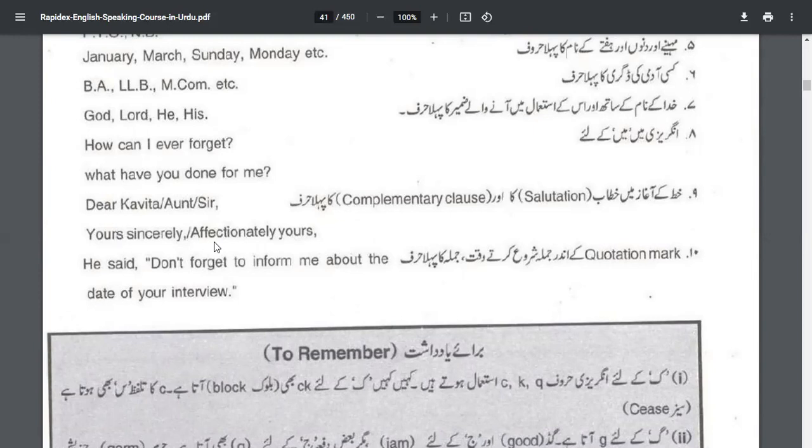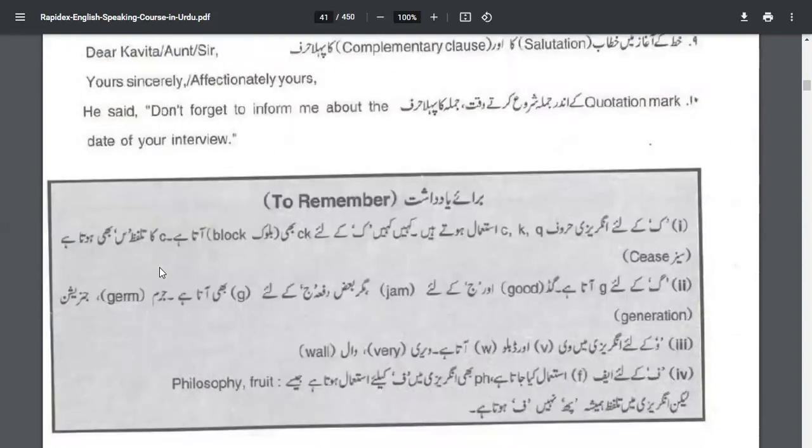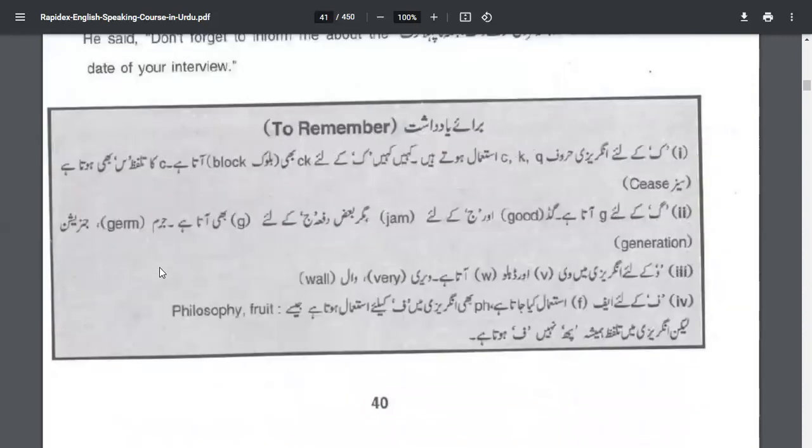You can write affectionately yours. No, these are not the proper endings. I personally think yours affectionately is fine. Okay. He said, don't forget to inform me about the date of your interview. When there is a statement which is covered by speech marks or inverted commas, the first letter begins with a capital letter. And besides, there are some instructions that are also given.